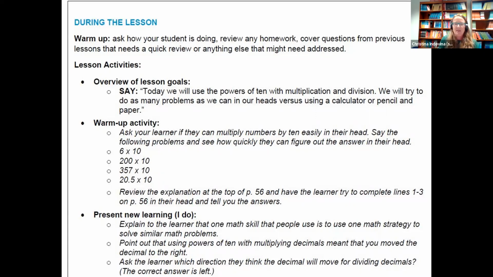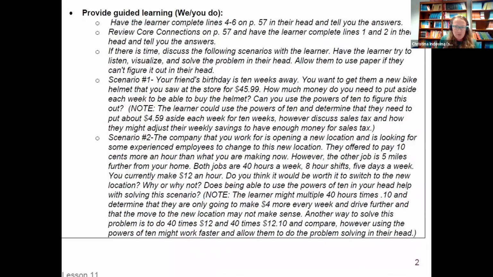What that means is you're presenting new learning, meaning I'm the one doing the talking right now. I'm going to explain this thing to my learner. We do and you do means that we're going to work on this thing together. The idea is that you're eventually going to hand the learning off to the student, so it's less on you and the learner doing it together, and the student can do these things independently, which is really the goal.